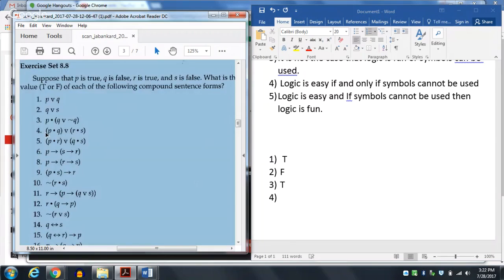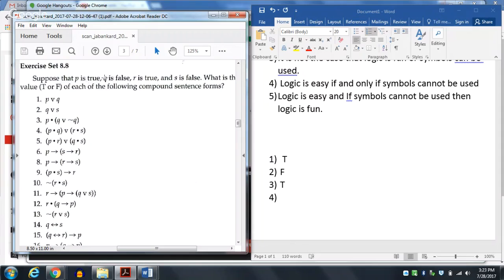So P and Q, that is false because P is true, but Q is false up here. See? P is true, Q is false. P and Q needs both of them to be true, right? P and Q would need both of them to be true to receive a true underneath. P and Q is false, or R and S. R is true, but S is false. R and S is false. P and Q is false.